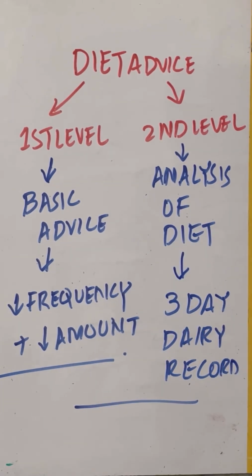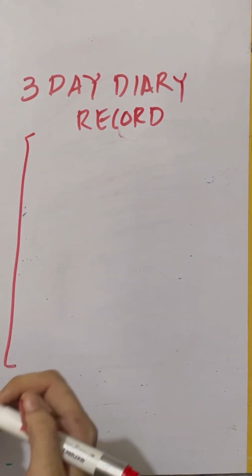Diet advice is further divided into first level and second level. What is the first level? The first level says to follow the basic advice, which is to decrease the frequency and amount. And the second level is the analysis of diet, which includes the 3-day diary record. So what is the 3-day diary record? It is divided into 3 visits.